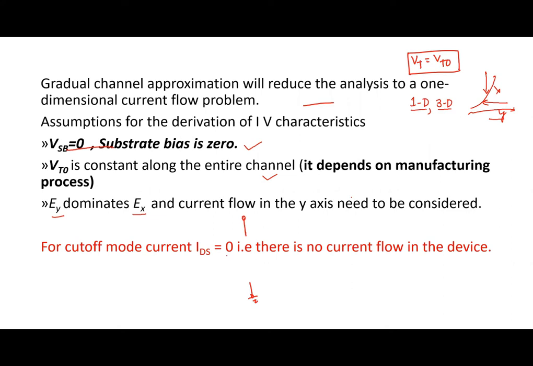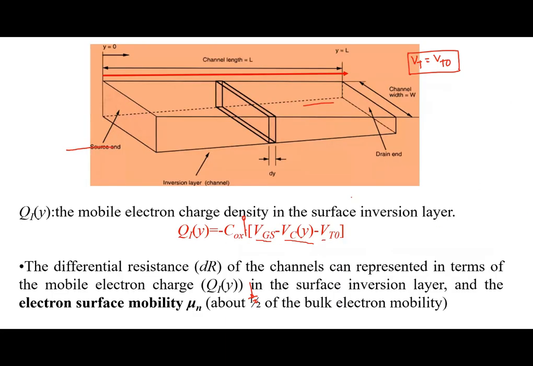For cutoff mode, your drain current is zero. There is no current flow in the device. The only current is there when your device is moving into linear and saturation mode. So you can see here, inversion is there, channel length is there.